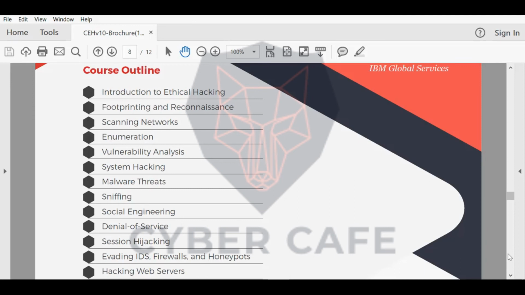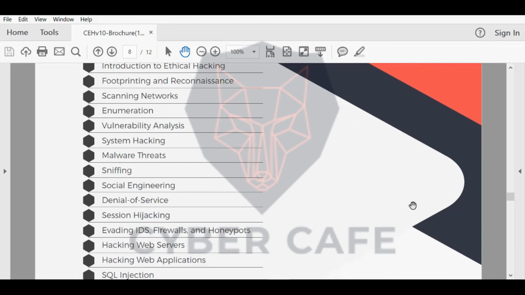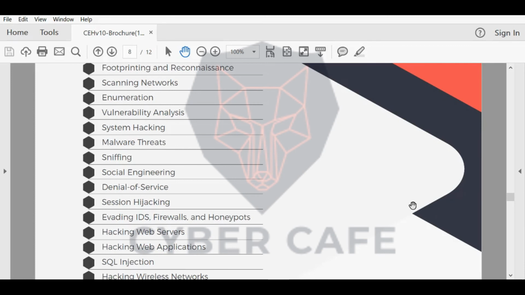attack systems through people. Then we're going to talk about denial of service, session hijacking, evading or bypassing IDS, firewall, and honeypot. Then we're going to talk about hacking web servers, hacking web applications, SQL injection. This is a very, very important subject, because a lot of attacks still today on web applications and websites are done by SQL injection. So we're going to see different SQL injection attacks, and we're going to test them.